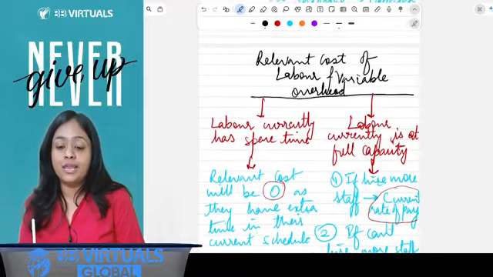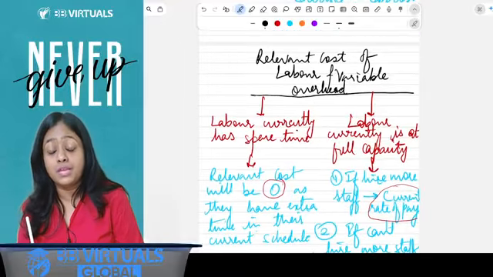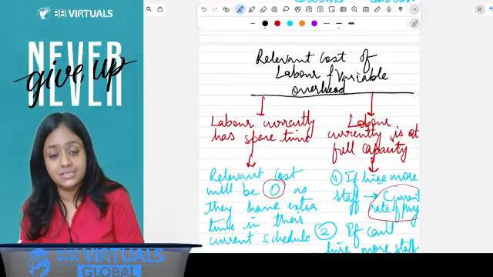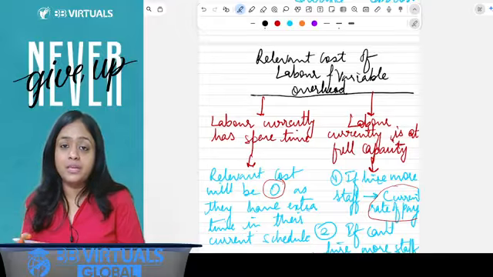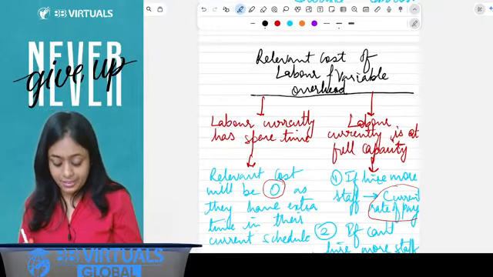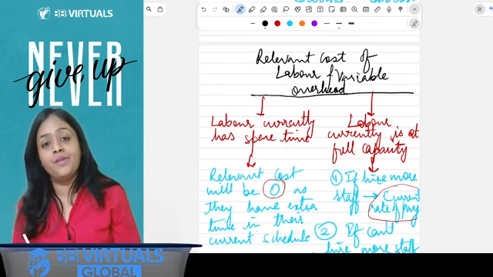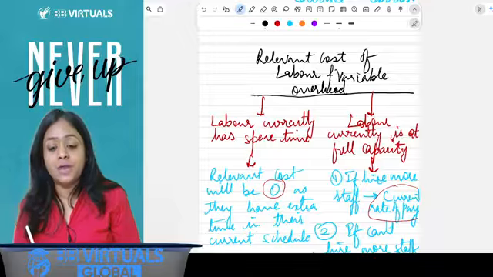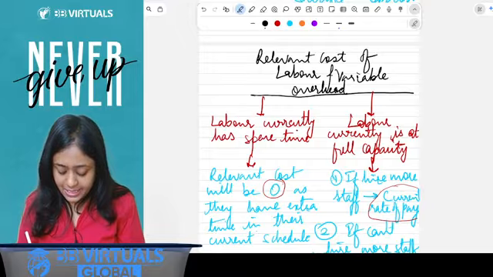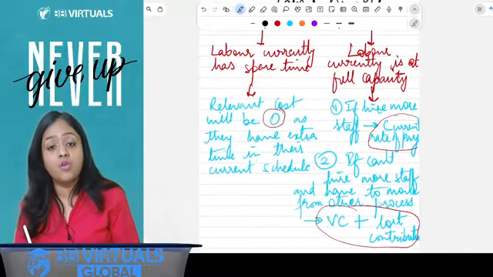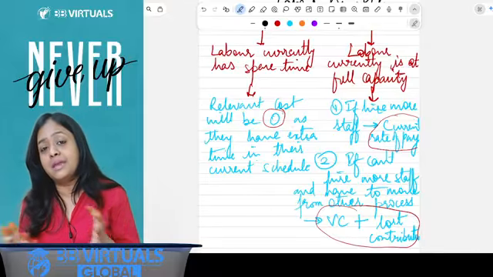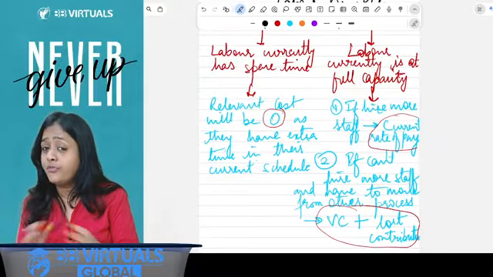Let's go on to the relevant cost of labor, variable labor or the other variable overhead. Same rule, same clause. Variable overheads are also generally dependent on labor hours only. So that will depend upon whether your labor currently has spare capacity or not. If your labor currently has spare capacity, then the relevant cost will be zero, because your labor already has idle time and has been paid for the full hours.